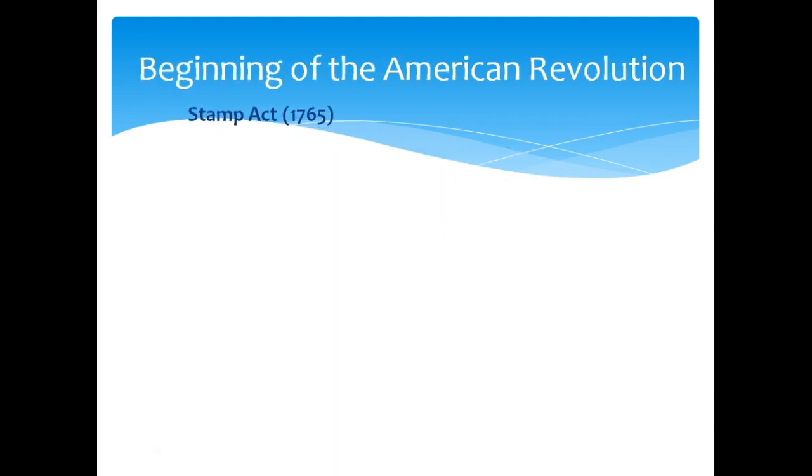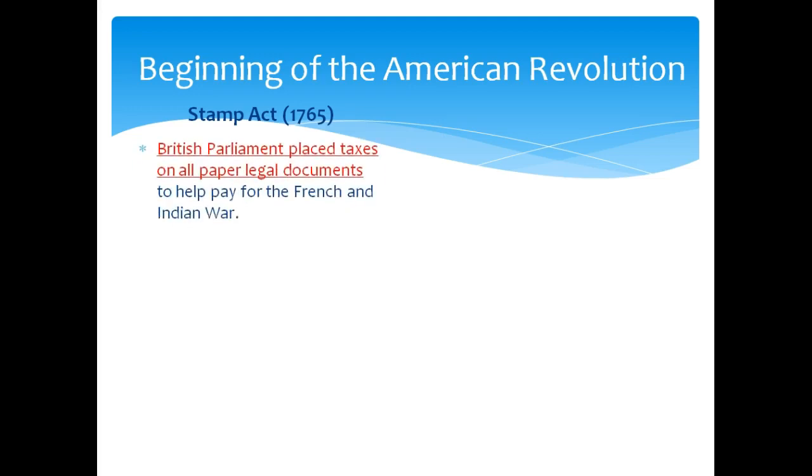So the first measurable event was the Stamp Act of 1765. And the Stamp Act was kind of what it sounds like. It was a little paper stamp that you had to place on all paper legal documents. So if you wanted a newspaper, or if you had a birth certificate, or whatever paper document you had, you had to pay extra money for a stamp to put on it. And that was a tax.